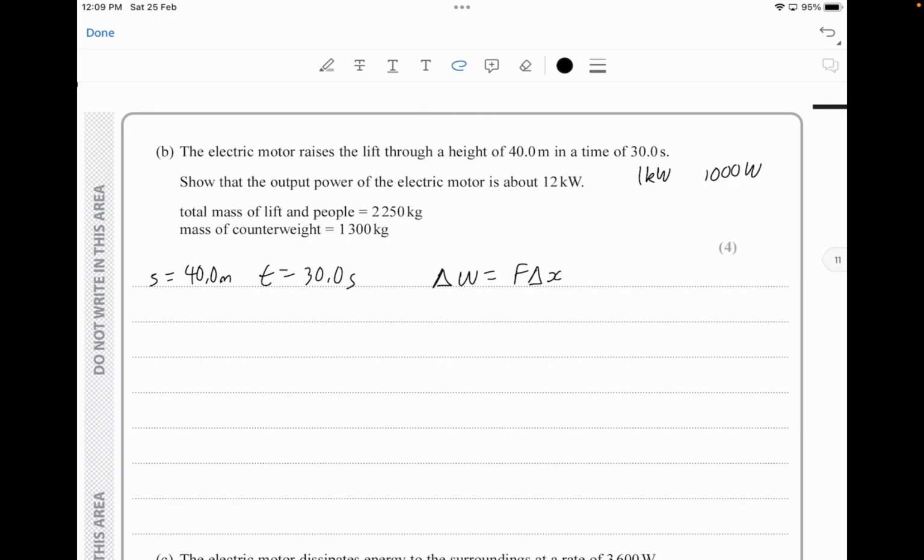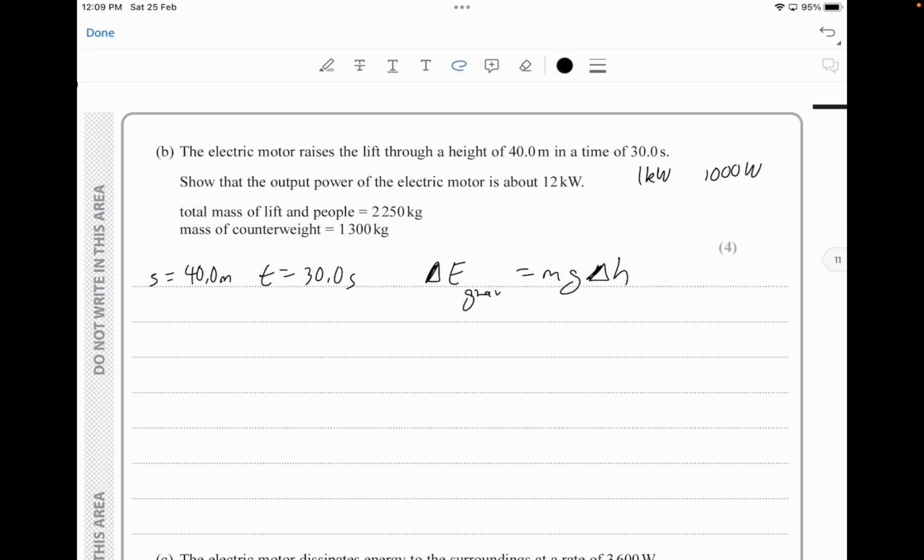So actually it would be better if you use gravitational potential energy, since they have specified the height in this case. So what we're going to do is use the change in gravitational potential energy formula in this case. So it's going to become gravitational potential energy, mg, and change in h. Okay?